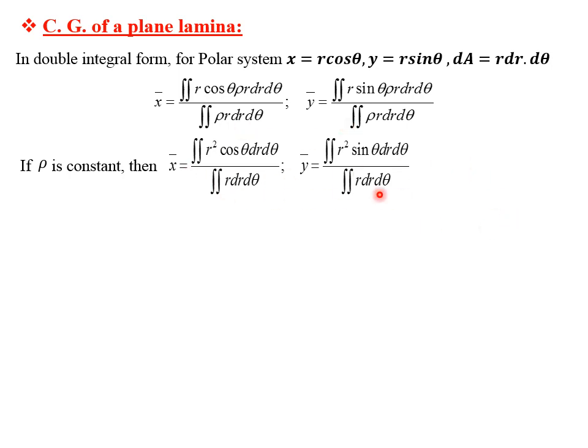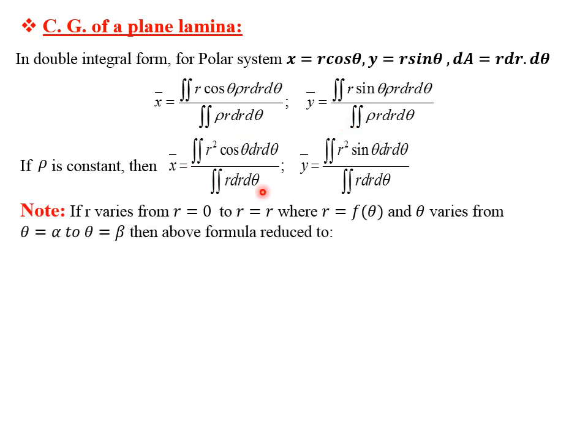And we are getting these two formulae. Then the next thing, note, if r varies from r equal to 0 to r equal to r, where r is equal to f of theta, that means r depends upon theta, and theta varies from theta equal to alpha to theta equal to beta, then the above formula reduces to. So to elaborate this in a figure way, I have given a figure over here.